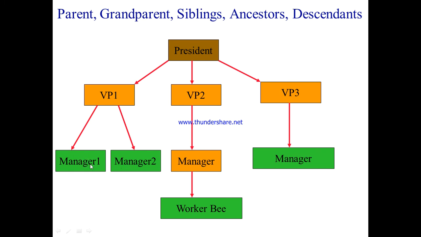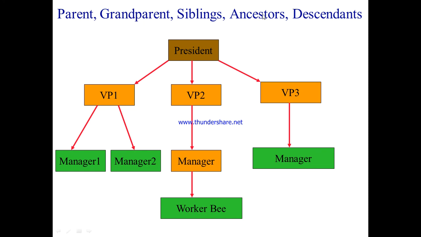Siblings. Sibling means, like this, in this subtree you can see there are 2 children, manager 1 and manager 2. These 2 are at the same level from the same parent. So these 2 are said to be siblings. Ancestors and descendants. Ancestors means the nodes which are prior to the current node, and the next nodes are said to be descendants. Now coming to manager, the ancestors are VP2 and president, and for the manager, the descendant is worker B.